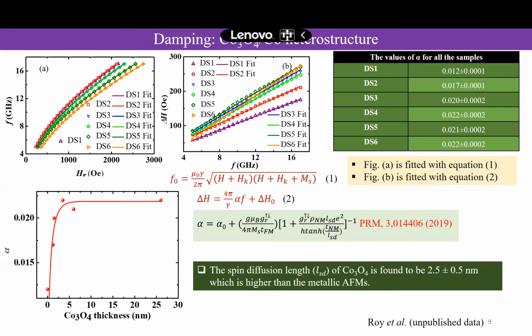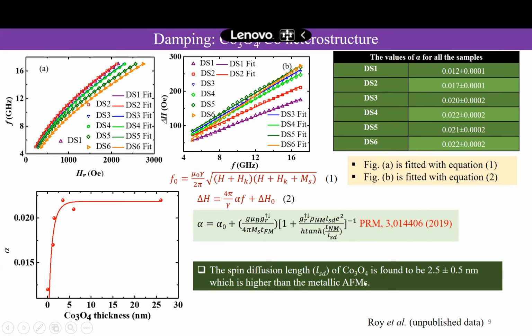And also we have fitted this alpha versus Co3O4 thickness figure with this equation shown here, where alpha naught is the damping of the ferromagnetic layer only, GR is the real part of the spin mixing conductance, and rho NM is the resistivity of the non-magnetic layer, which is here the Co3O4. By fitting this equation, we could find the spin diffusion length LSD, which has been found to be 2.5 nanometers for Co3O4, and the value is quite higher than the metallic antiferromagnets.